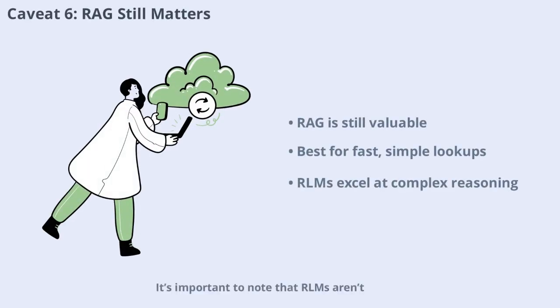It's important to note that RLMs aren't a replacement for RAG in every scenario. For straightforward semantic retrieval over a fixed pre-indexed corpus where speed is crucial, RAG remains an excellent and pragmatic choice. RLMs shine when the task requires reasoning and computation across the context, not just finding a relevant chunk. In practice, many real-world systems will use both approaches together.